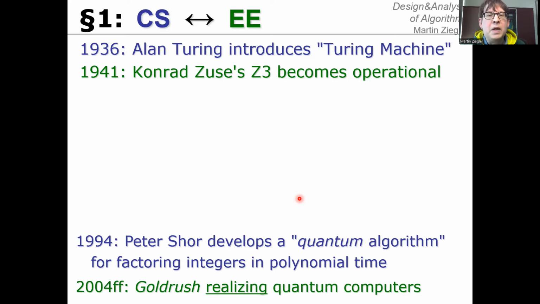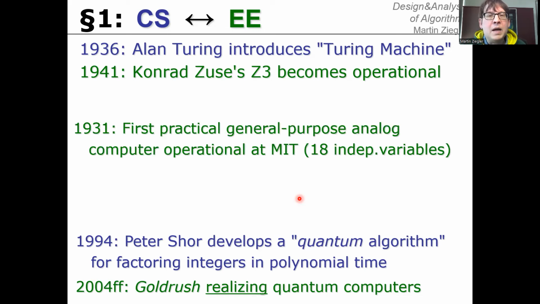It doesn't have to be in that order. Sometimes things also go in the other direction. For example, with respect to analog computing. The first practical general purpose analog computer became operational at Massachusetts Institute of Technology in 1931, and it was able to process up to 18 independent continuous variables.